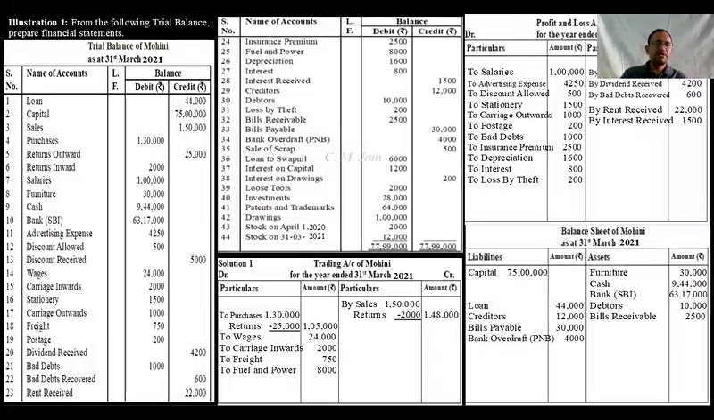Then we are given sale of scrap. Sale of scrap comes in trading account, credit side, yes. By sale of scrap, 500.